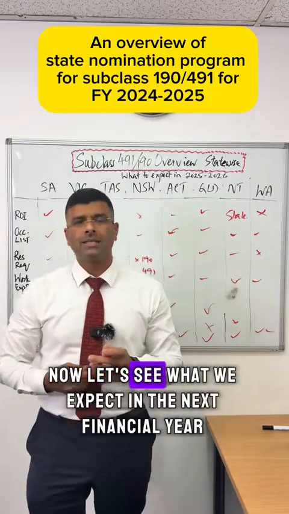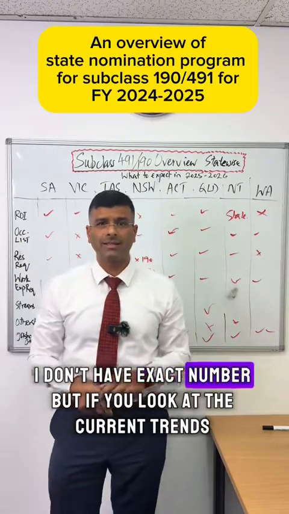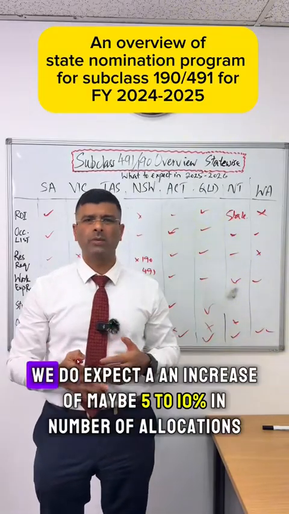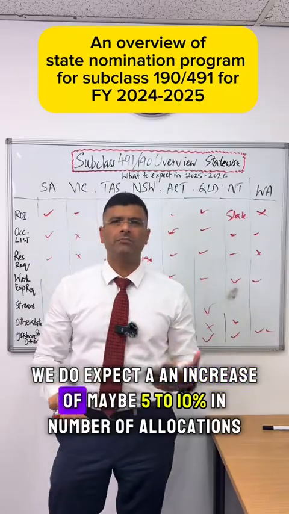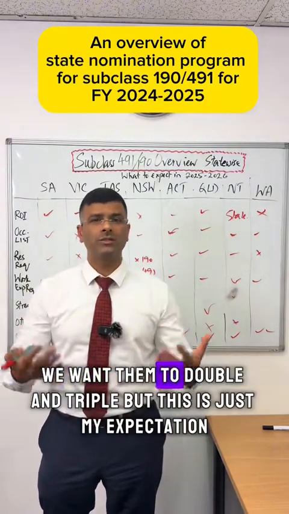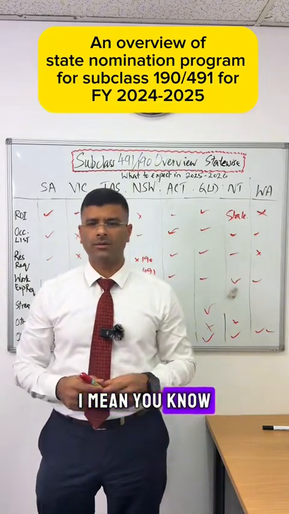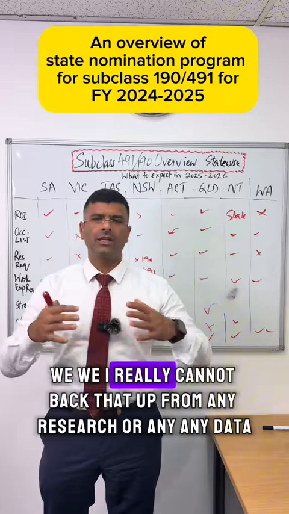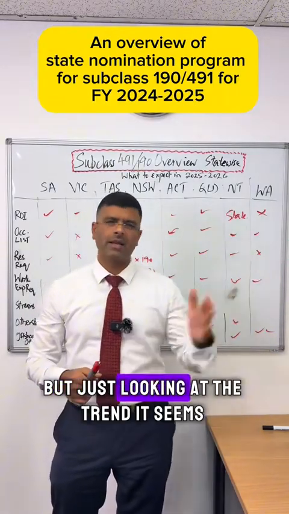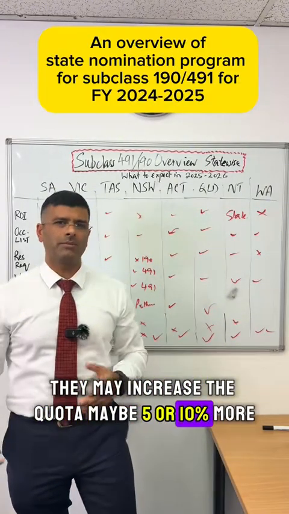Now let's see what we expect in the next financial year. Look, I don't have an exact number, but if you look at the current trends, we do expect an increase of maybe 5 to 10% in the number of allocations. We want more. We want them to double and triple, but this is just my expectation. I really cannot back that up with any research or data, but just looking at the trend, it seems they may increase the quota maybe 5 or 10% more.